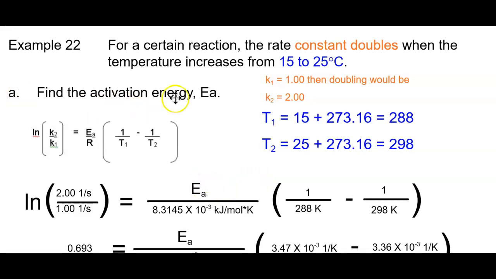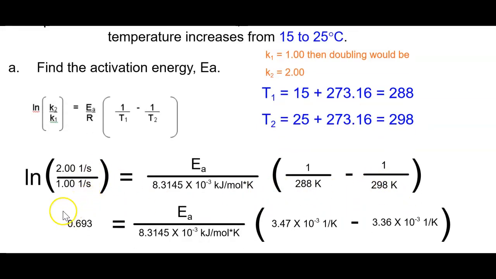E sub A, because we're solving for E sub A. I know my R. The R is something you're going to plug in every time. You don't have to think about that. It's going to be this value always. We'll use the kilojoules version of this. 1 over T1, my T1 was 288. Then 1 over T2, which is 298. I think I said 188 earlier. This was 288. 1 over 288, because my T1 is 288, and 1 over 298, which is my T2.